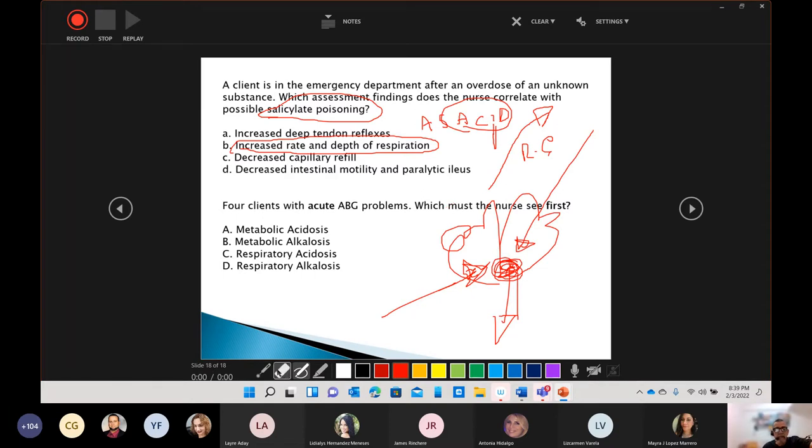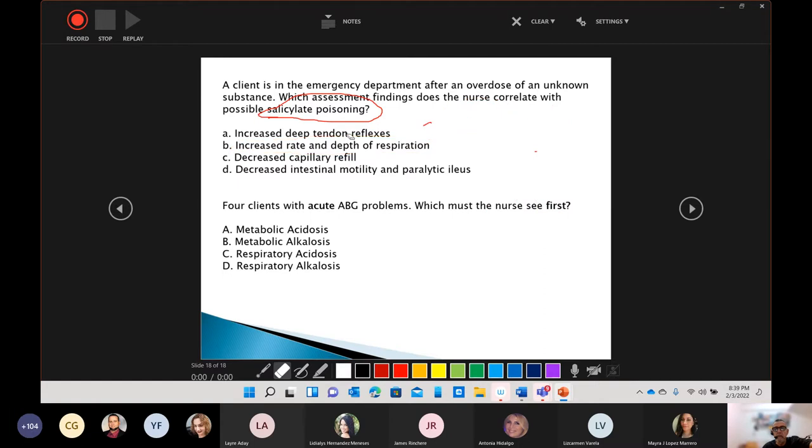So it is a late manifestation. It is a late manifestation of salicylate intoxication. Everybody knows that the early is tinnitus, but hyperventilation is a late manifestation of salicylate intoxication.